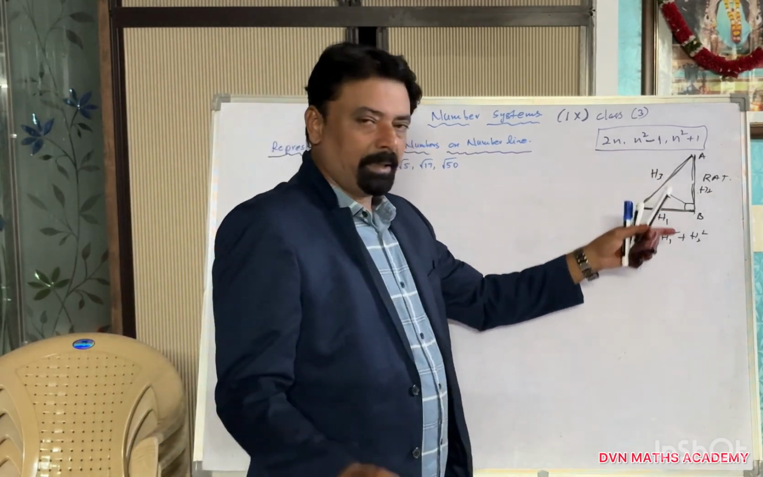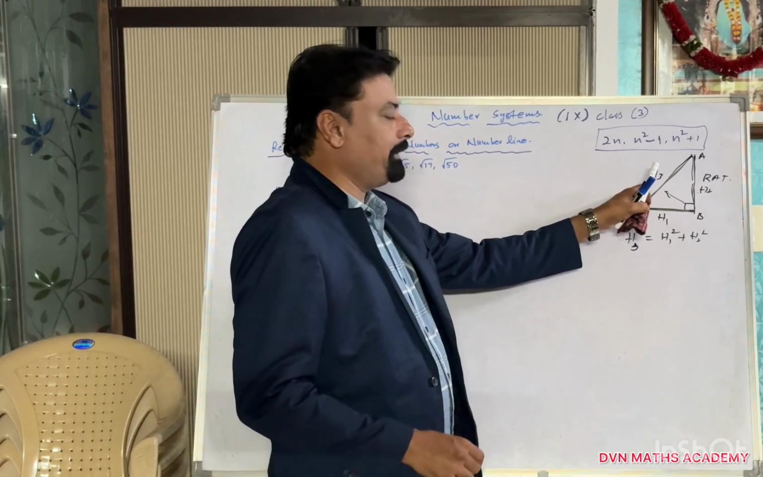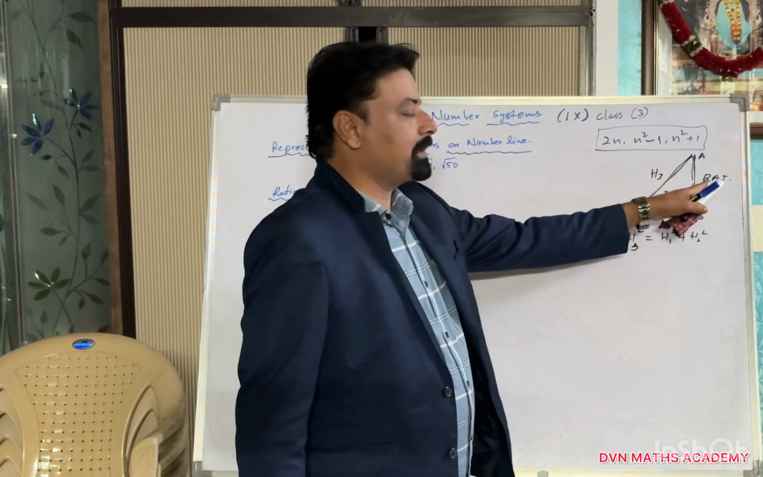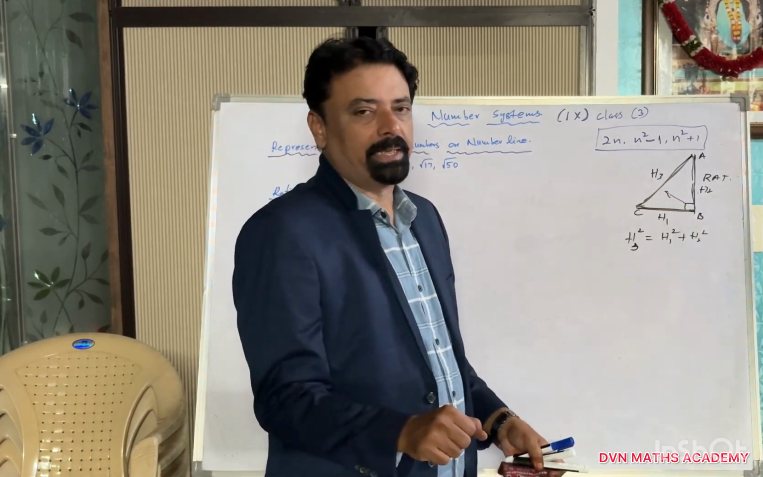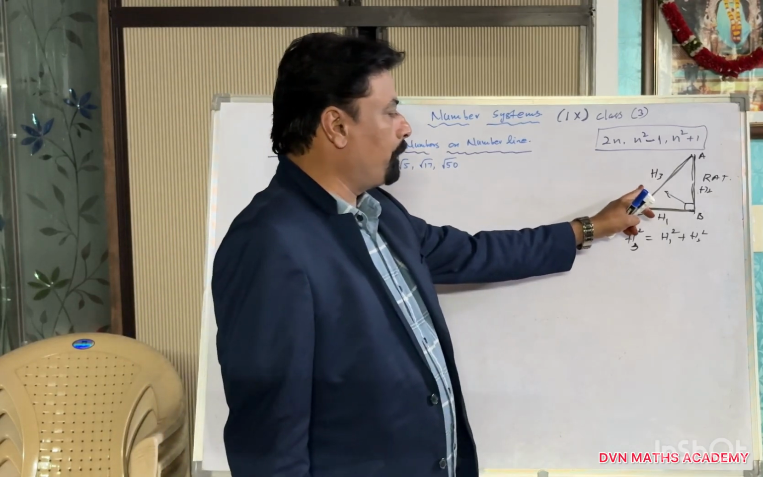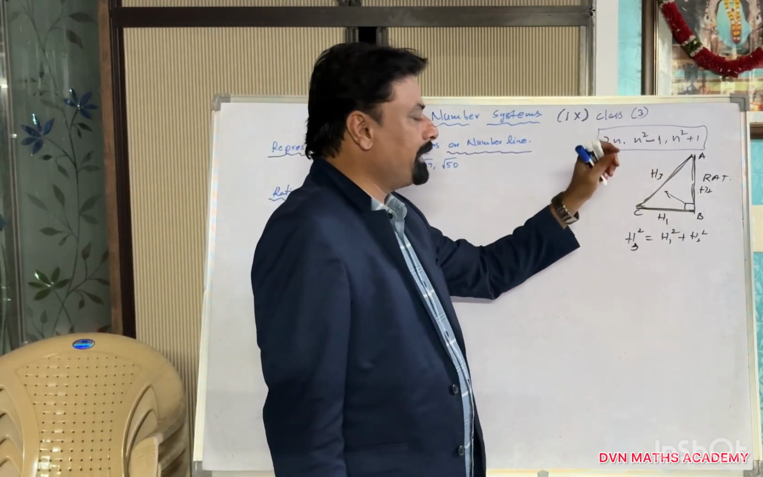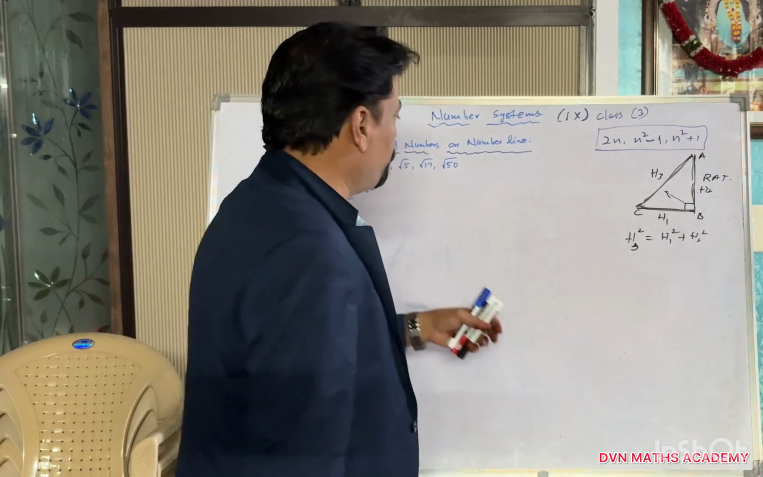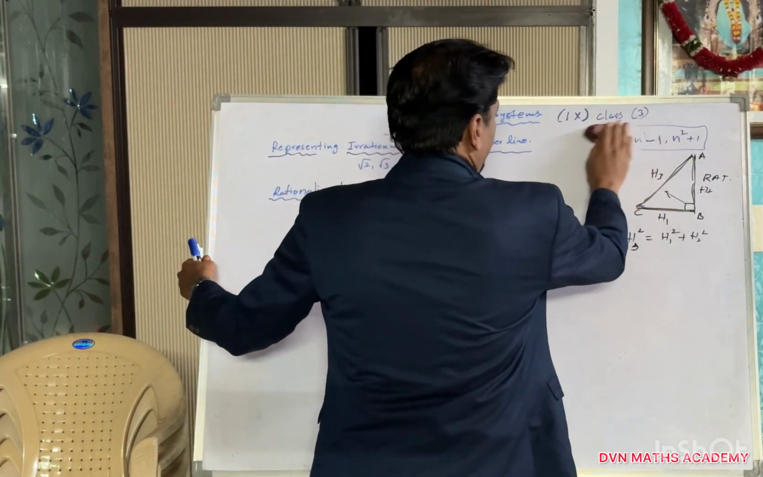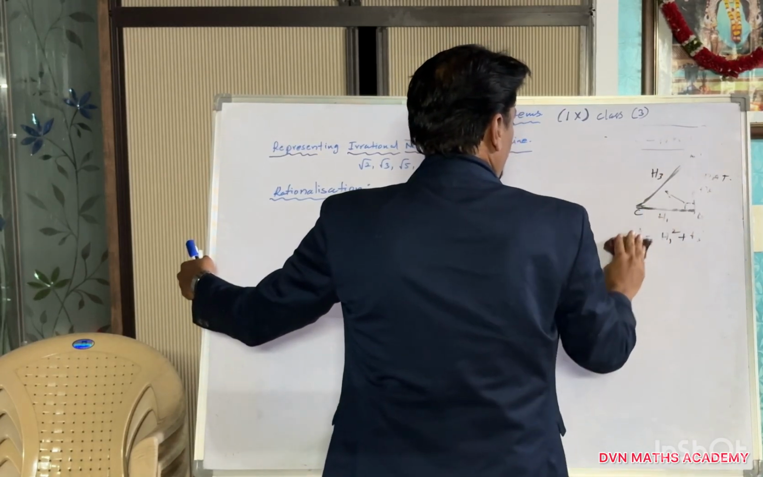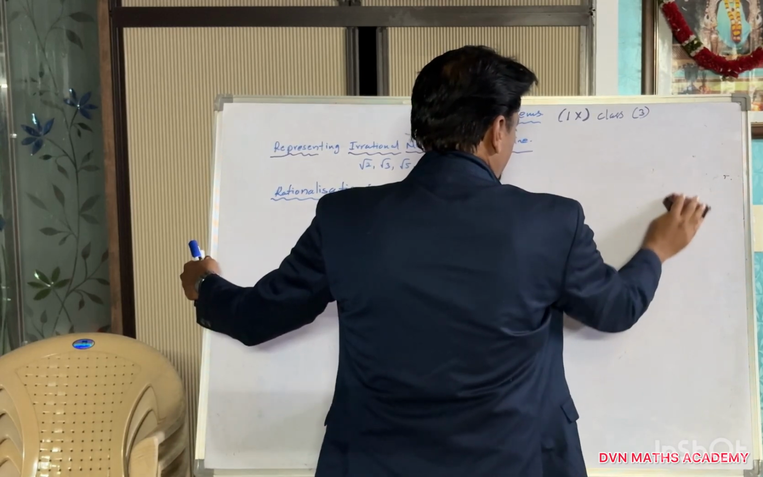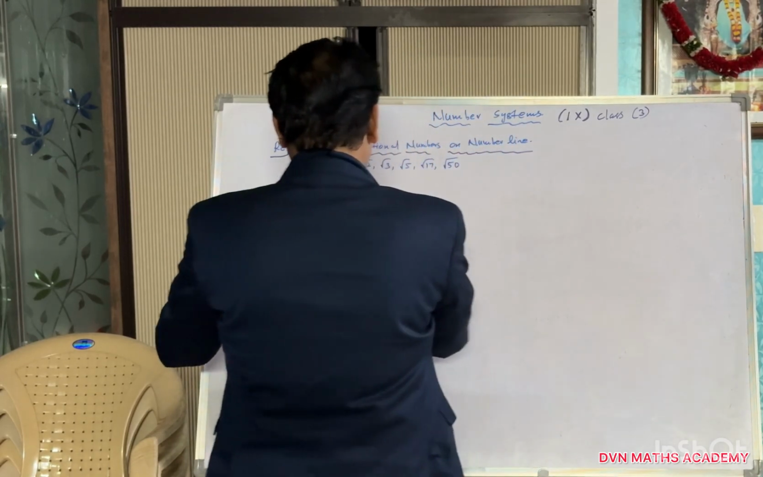This is applicable for right angle triangles. The biggest side we call the hypotenuse, and its square is always equal to the sum of the squares of the other two sides. Every student must know this Pythagoras theorem. By using this theorem, we represent irrational numbers on the number line. So today in this class, we need to learn how to represent root 2, root 3, root 5, or any irrational number on the number line.